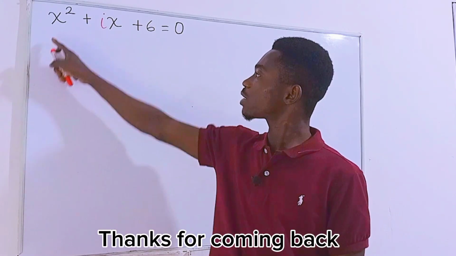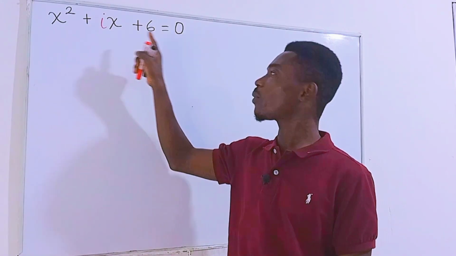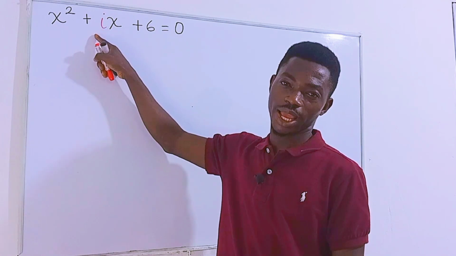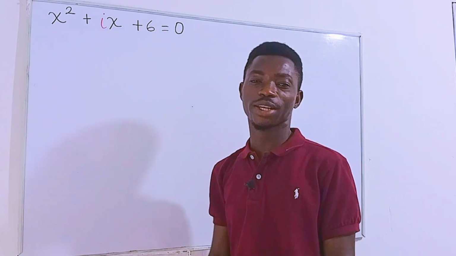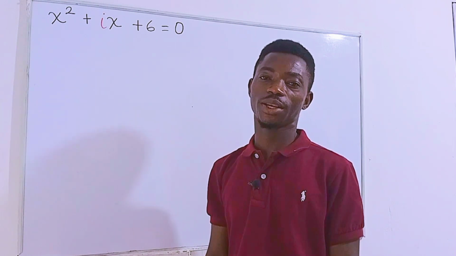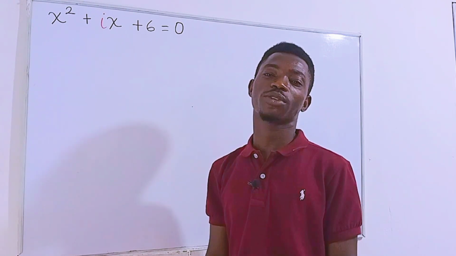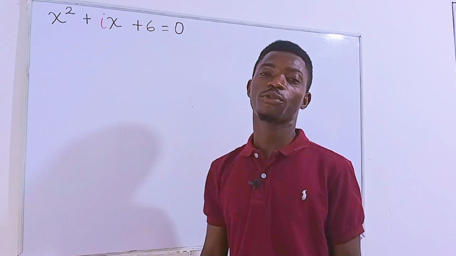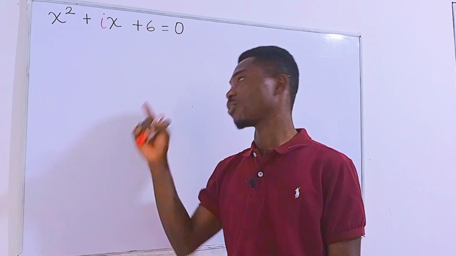Hello guys, we have this quadratic equation right here and the coefficient of x is just i, and we have to figure out what the value of x will be using the factoring method. But before we start, you know the deal already. Pause the video and give it a try first. And if you are done, let's get right into it.